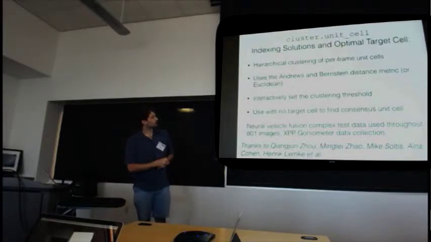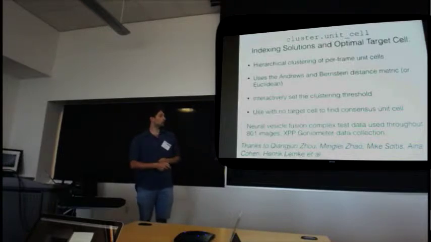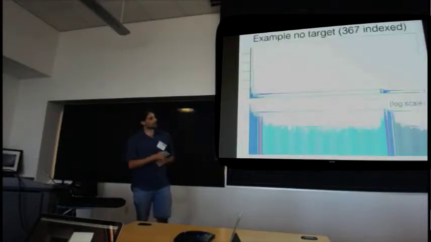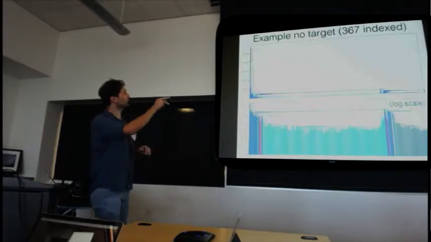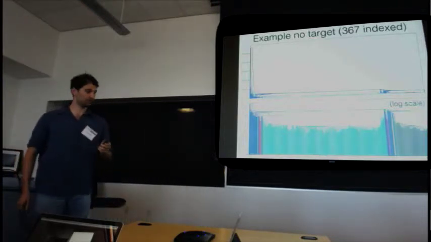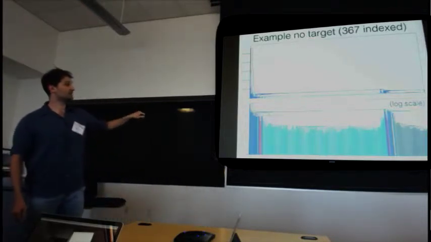Then we interactively set the clustering threshold. You can use it with no target to find a consensus unit cell. From here on out, I'm going to use some data from the Brunner group, on a vesicle fusion complex. There are about 800 images, and they were collected using a goniometer setup at XPP. So this is what your unit cell clustering typically looks like. This is the same dendrogram with a linear and with a log scale.